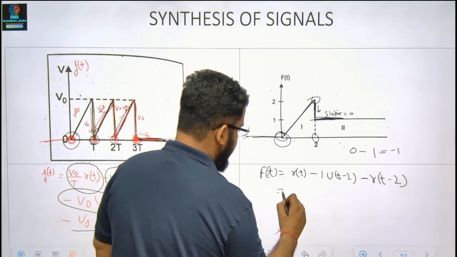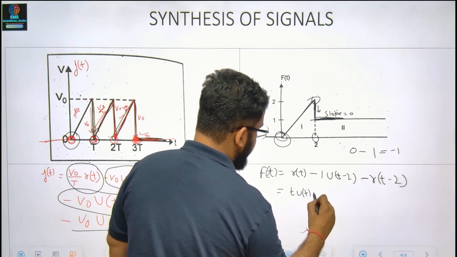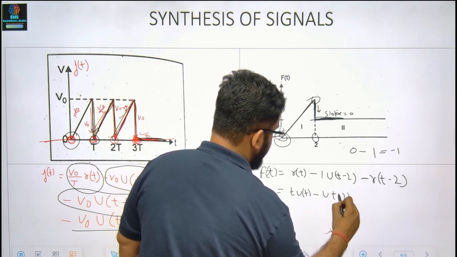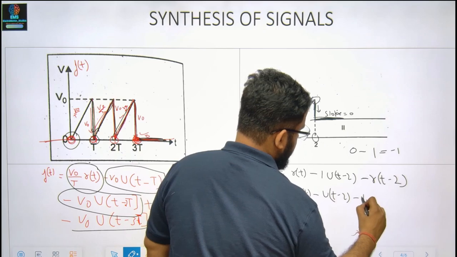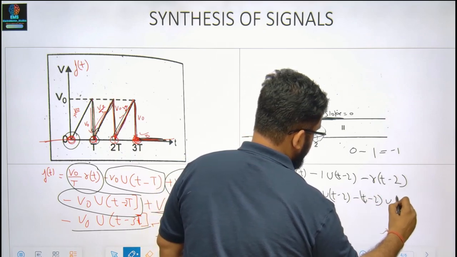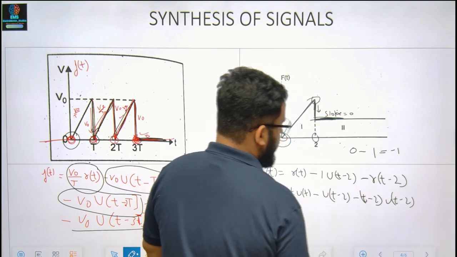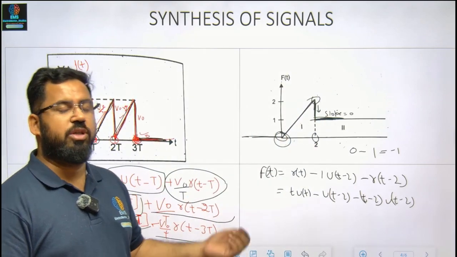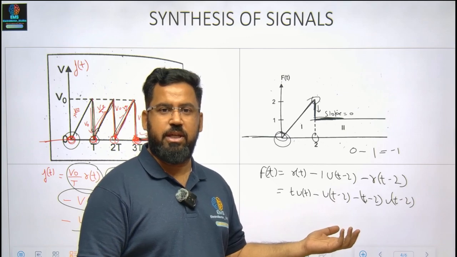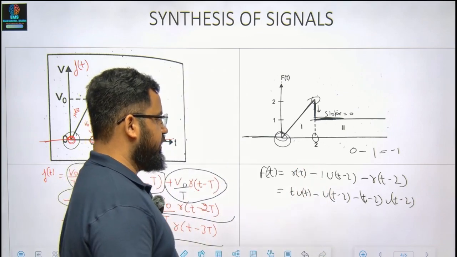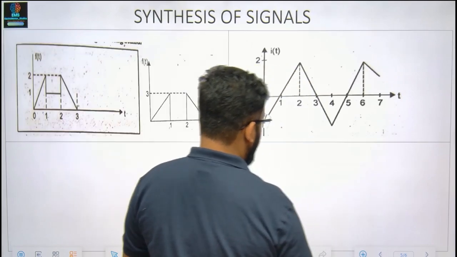So, simply we can write it as t u(t) minus u(t minus 2) minus (t minus 2) u(t minus 2). Now you can solve it, you can write it down in any form. Clear everyone? This is the synthesis of the shape form. Let us try another set.